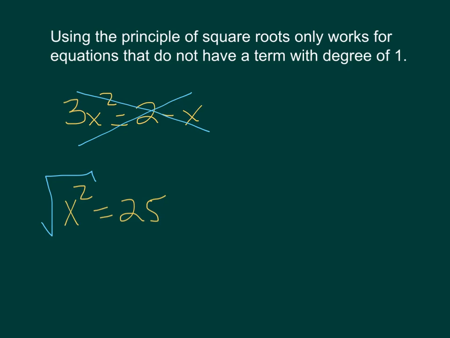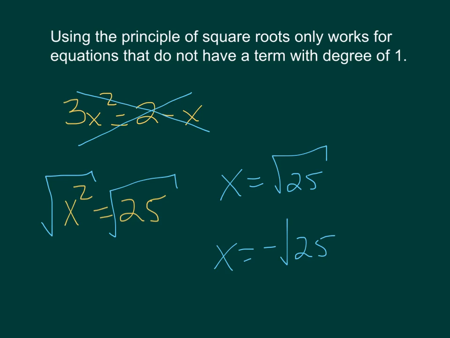And when you take a square root, it's similar to adding and subtracting in that you have to do it to both sides of the equation. Okay, so we're going to take the square root of both of these. Remember, our principle of square roots says that x is going to equal the positive square root of 25, and/or it's also going to equal the negative square root of 25. Now, of course, the square root of 25 is 5, and then this will be negative 5. So our two answers are 5 and negative 5.